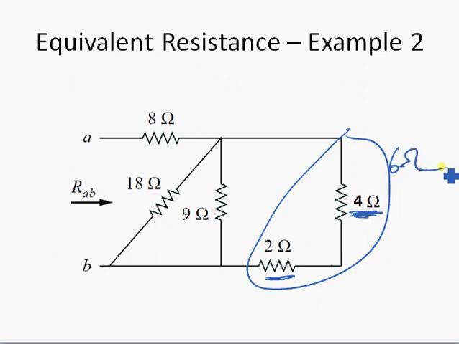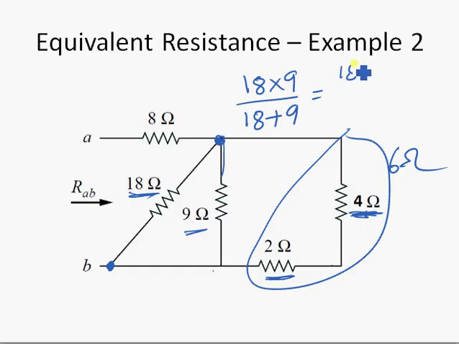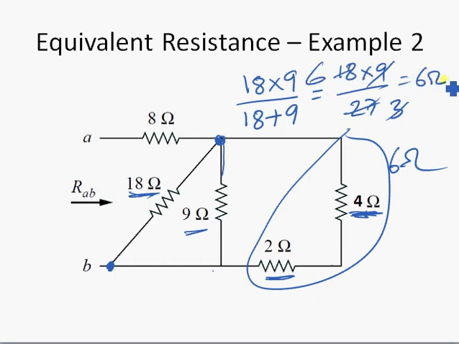Also, if you look at the resistors between node B and this point, there's an 18 ohm resistor and also a 9 ohm resistor. So this 18 ohm and 9 ohm are actually in parallel. So we have 18 times 9 divided by 18 plus 9, which is 18 times 9 over 27, so we have a 6 ohm resistor. So we can replace this with a 6 ohm resistor.